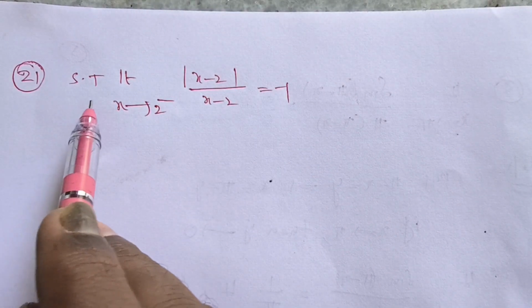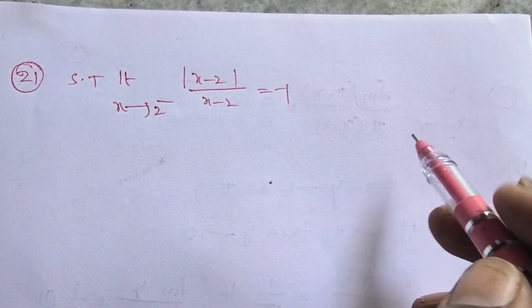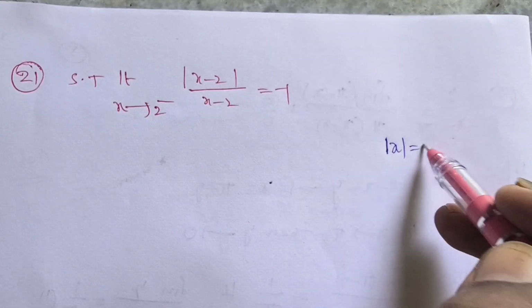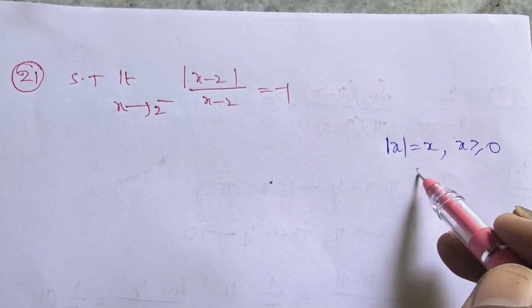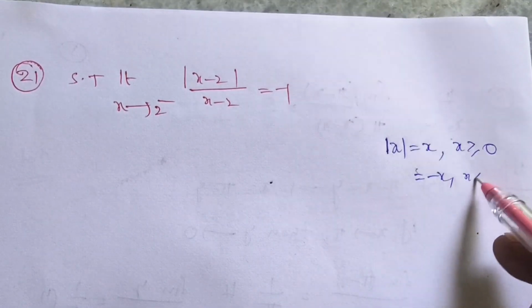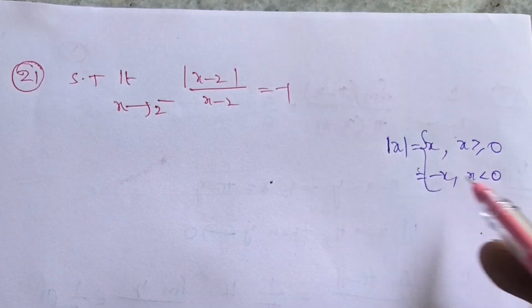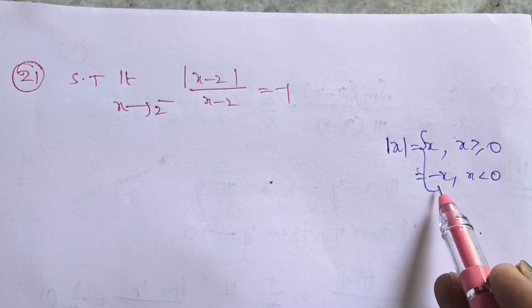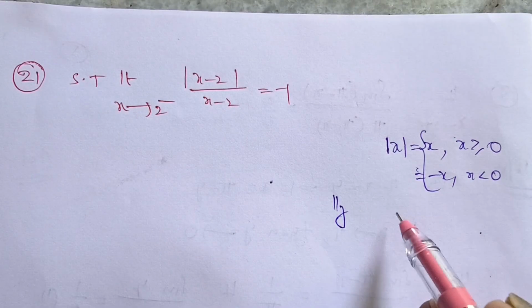Show that limit x tends to 2 minus of mod x minus 2 by x minus 2 is equal to minus 1. To solve this problem, we remember the definition of the modulus function. We know mod x is equal to x if x is greater than or equal to 0, and it is equal to minus x if x is less than 0. This is the definition we learn in lower classes. This is the modulus of a function.